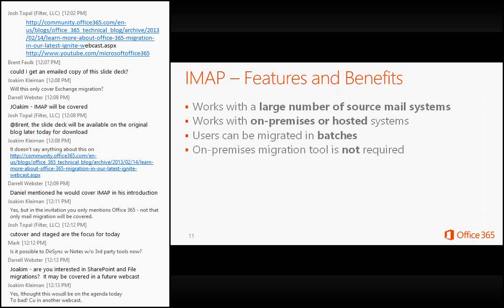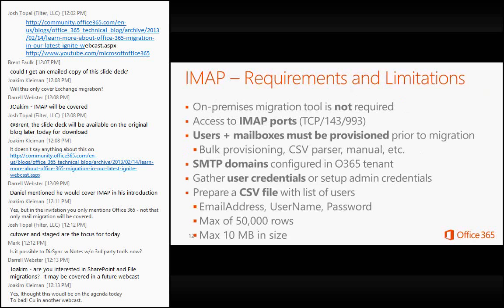Just on the last point there, there's no on-premises migration tool required. Again, it's all driven through the Office 365 portal, through the wizard, and then it just dives into the on-prem environment based on the credentials that you've specified. Of course we need the relevant ports open to allow us to connect in. Obviously, either secure or unsecure are the ports that we've got on there.